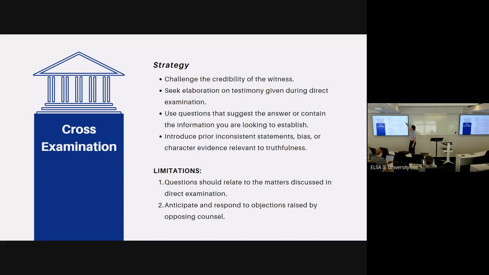Use questions that suggest an answer or contain the information that you're looking to establish. This is the leading question thing. In those barrels, there were 200 pounds of goat fur, right? And then they would say, yes. You don't want to say what was in those barrels because if the whole question was whether or not he stole goat fur, he could be like, oh, there was some fuzzy stuff. And so you want to be as specific as possible. Can't do that on direct, though.